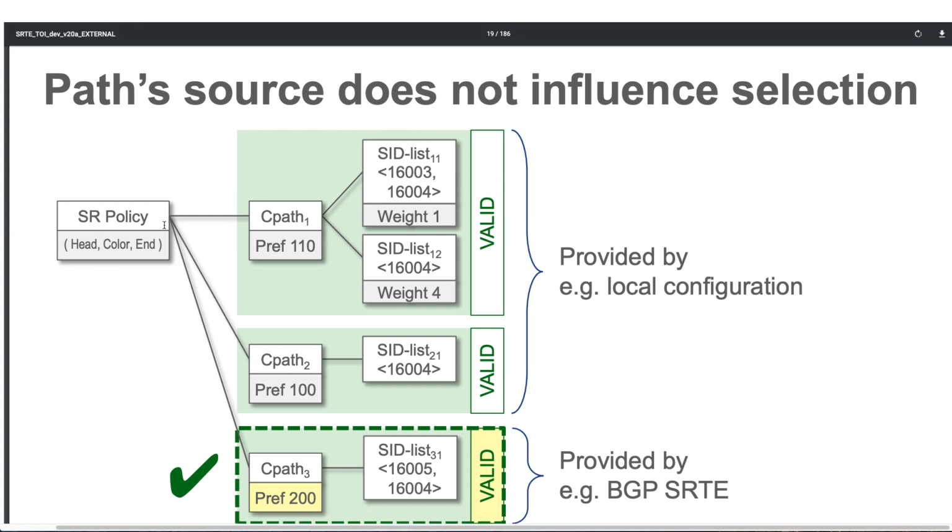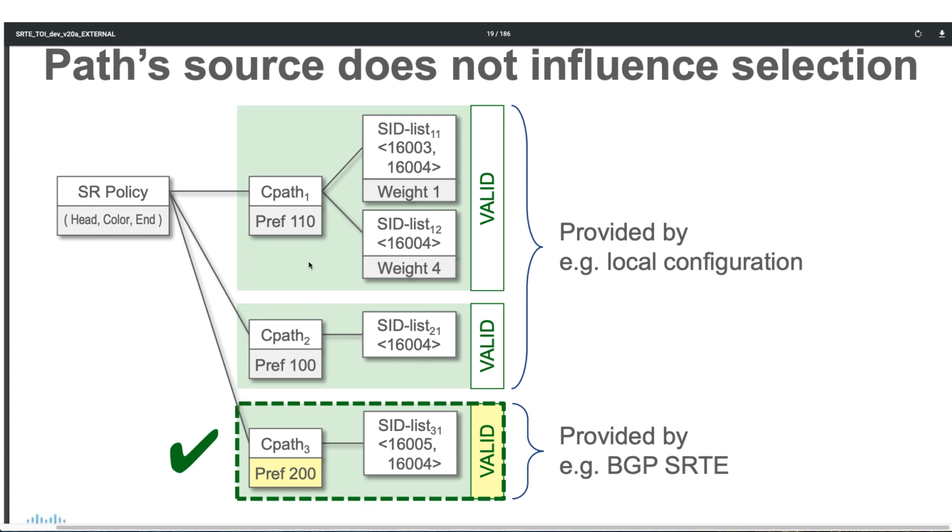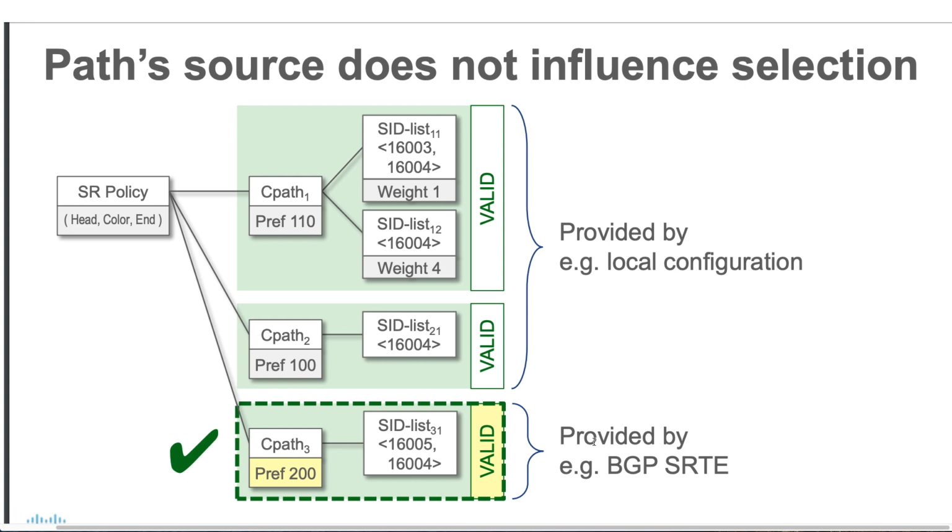So in this case, we have an SR policy. There is a head end, color and endpoint, where we have multiple candidate paths: CPath 1, CPath 2, CPath 3. And it says here the preference is 110, preference is 100, preference 200. As we just saw, the higher the preference, the better the path. So in this case, it will pick this path and this SID list. And again, these paths can be provided by different means. In this case, this is provided with the help of BGP SR-TE.